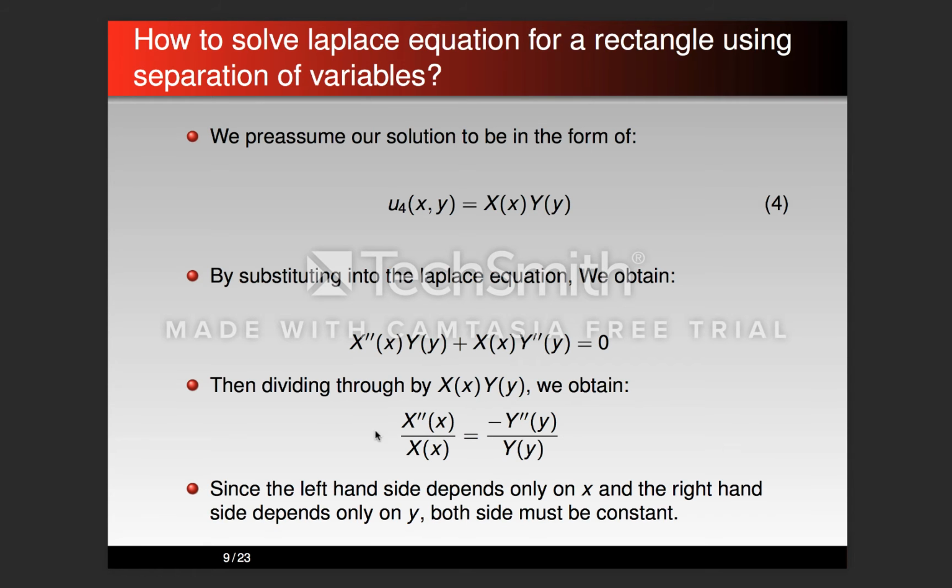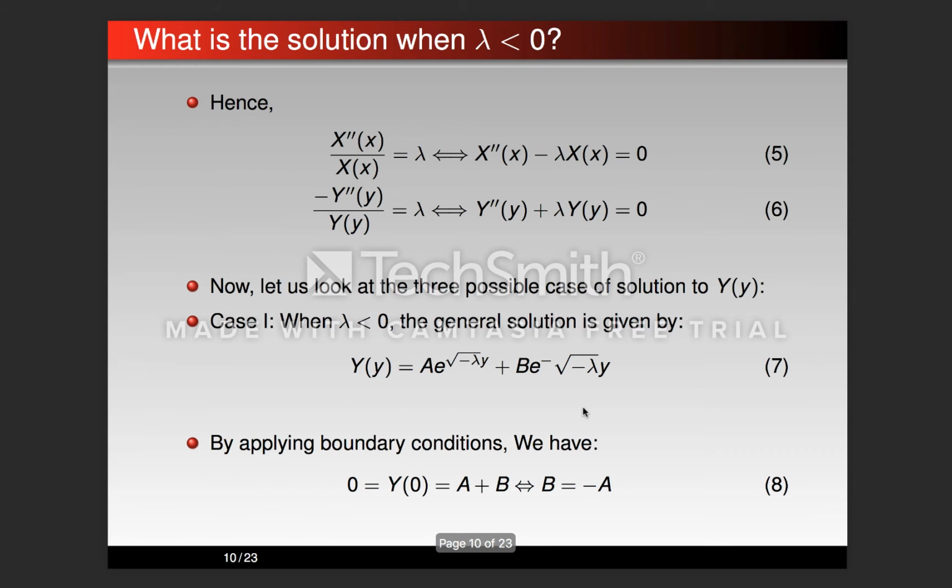Since the left hand side depends only on x and the right hand side depends only on y, both must be a constant. So now we get our equations in this form: X double prime of x minus lambda X of x equals 0, and Y double prime of y plus lambda Y of y equals 0. These are the two equations. Now let us try to find the solutions for Y of y and X of x so that we get the solution to the Laplace equation.